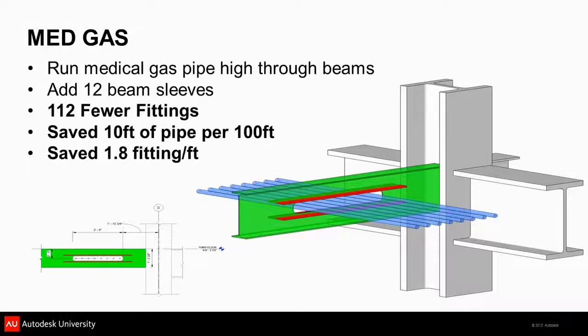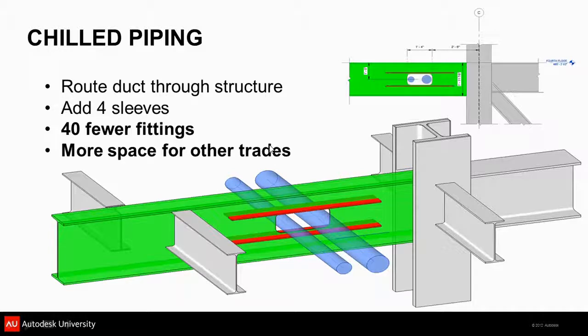This is one case study where we looked at moving the med gas just up into the line of the beams, getting it out of the way. Stiffened it, we moved out in one run. We just sleeved 12 beams, pulled out 112 fittings, 10 feet of pipe per 100 foot, and a very clean solution. And if it's caught early in the process and done in the shop, that's not an expensive add to the beam. Large bore chilled pipes, and in this one run we added 4 sleeves, pulled out 40 fittings.